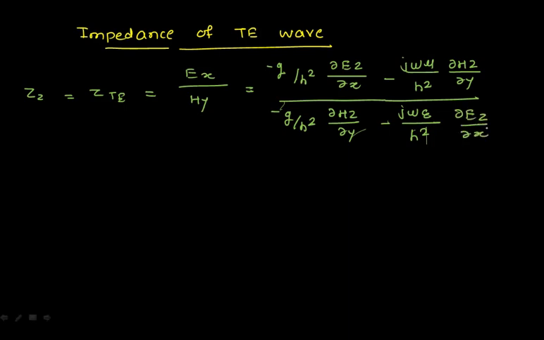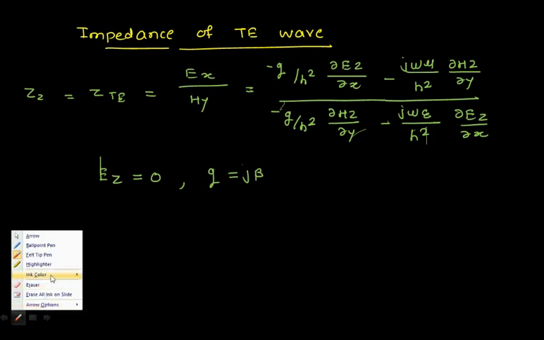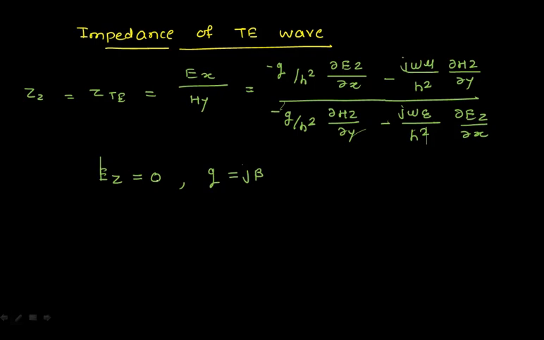Now if I'm talking about the TE wave, my electric component will be transverse to the direction of propagation. So I can say Ez must be 0. And to have a propagation, gamma must be equal to j beta. So if I put this value over there, if I say Ez is equal to 0, this first term will become 0 because my Ez is 0. Here my second term will also become 0 because my Ez will be 0.